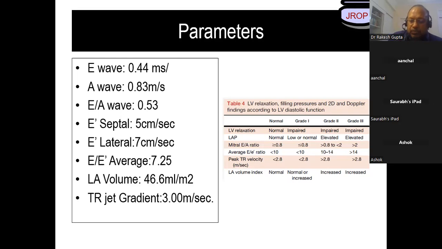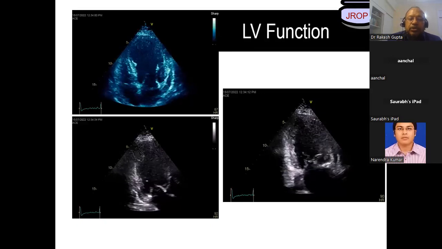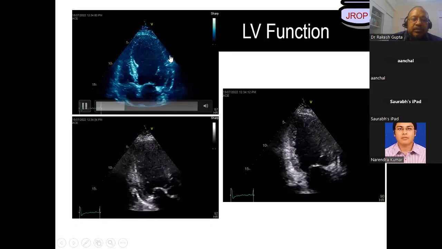All right. Let's move to the next one. Dr. Saurabh Gupta, this is the image of a patient. Tell me, what is the abnormality in this patient?